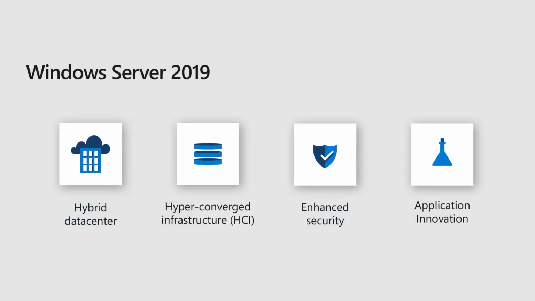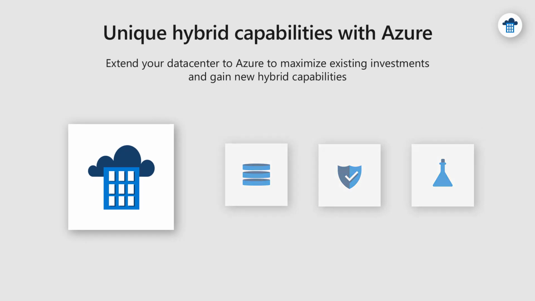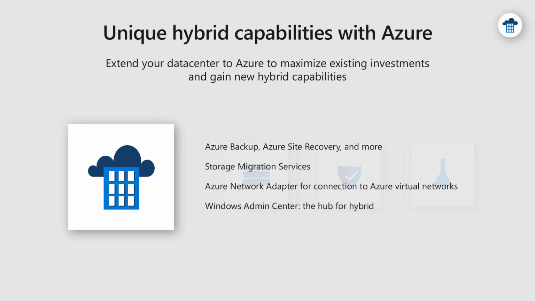Let's have a look at these Windows Server 2019 innovation areas: hybrid data center, hyper-converged infrastructure, enhanced security, and application innovation. We have several unique capabilities with Microsoft Azure. First of all, things like Azure Backup and Azure Site Recovery bring some powerful features to our on-premises environment to store our data in a second highly available data center.